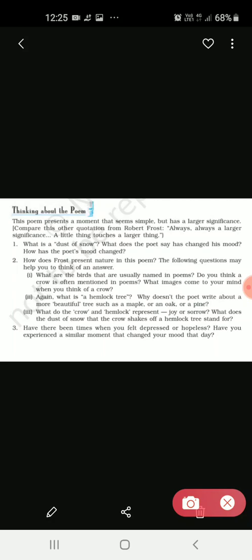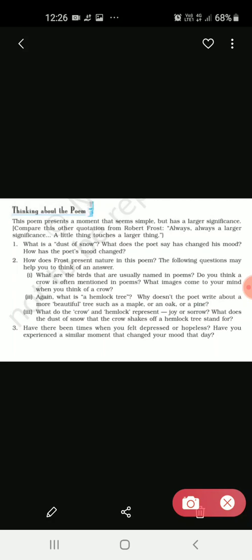So I guess that has given you enough idea what you're going to write in your question number 1. Let's move towards question number 2. How does the poet present nature in his poem? The following questions may help you to think of an answer. What are the birds that are naturally named in poems? Do you think a crow is often mentioned in poems? What image comes to your mind when you think of a crow?